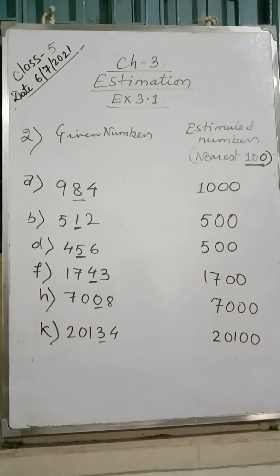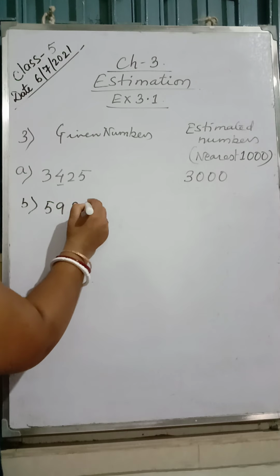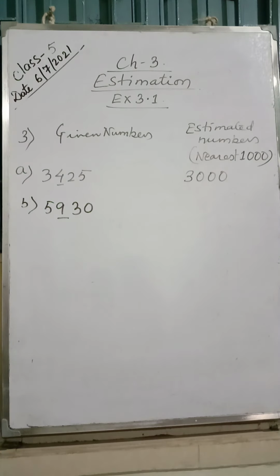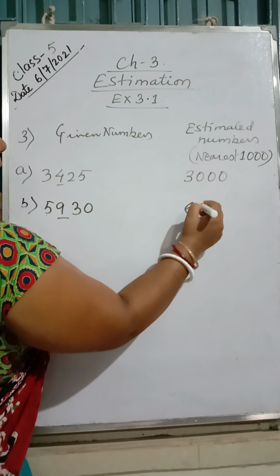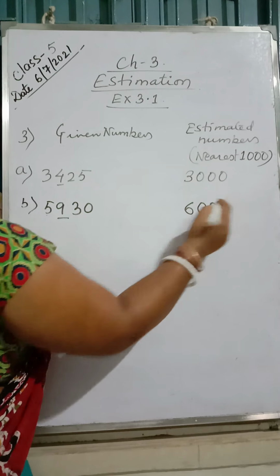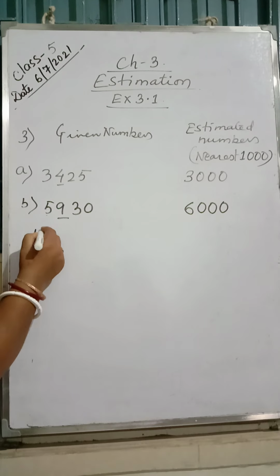See the next one. It is 5930. So the digit at 100 place is 9, more than 5. So we add 1 to this thousands place. 5 plus 1, 6. Then that will end with 3 zeros. All 3 digits will turn into 3 zeros. Nearest 1000 means the number should end with 3 zeros.